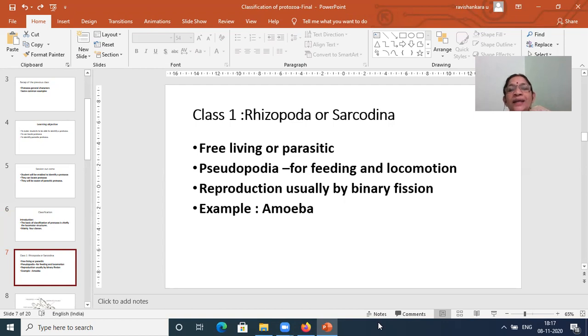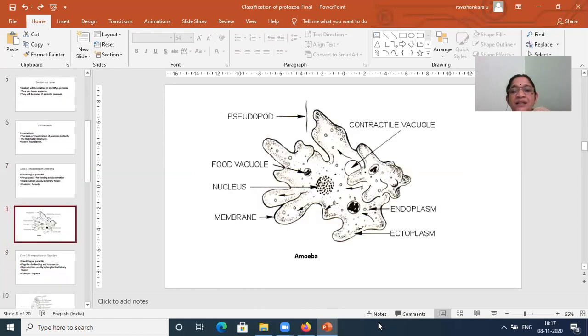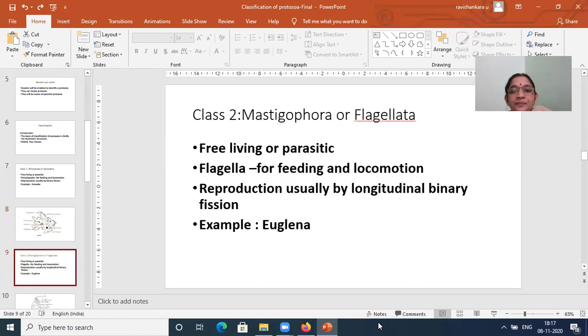They have a single nucleus. The body of these rhizopodans consists of ectoplasm and endoplasm with the contractile vacuoles for osmoregulation. Mainly pseudopodia is one distinct characteristic of these animals, and one example is amoeba. We have seen the diagram of amoeba, with endoplasm, ectoplasm, and a plasma membrane covering the simple cell of amoeba.